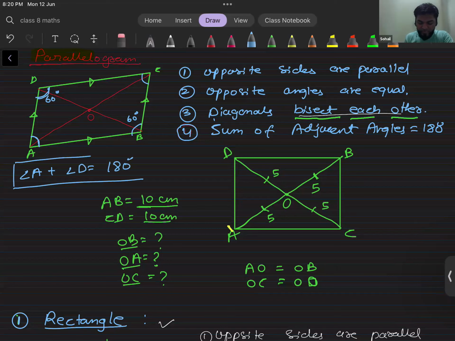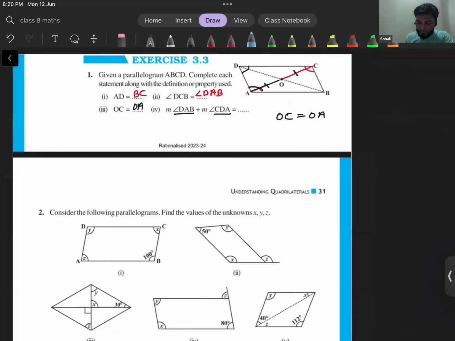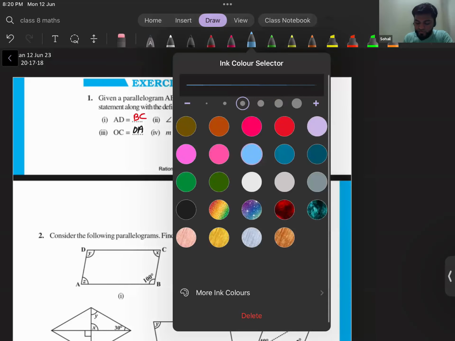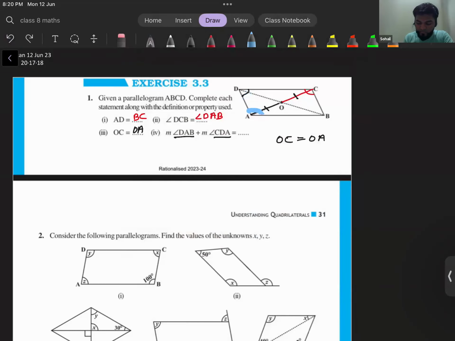All right, guys, this thing was left to discuss. The question is based on this property. So angle DAB, this angle here and this angle here, their sum is going to be how much? I just told you that these are the adjacent angles, angle A and angle D. In a parallelogram, the sum of the adjacent angles is equal to 180 degree.